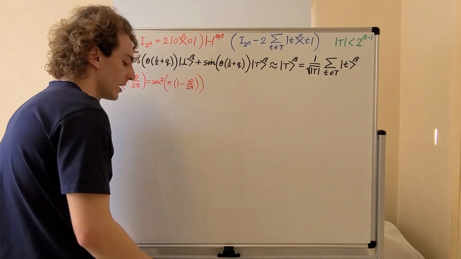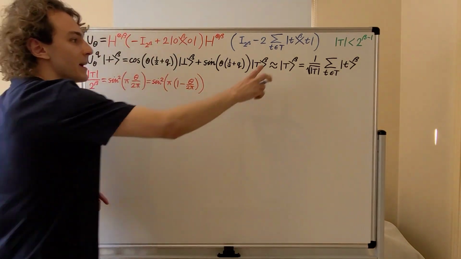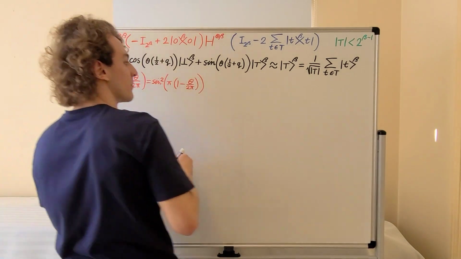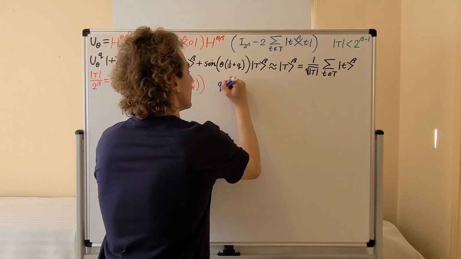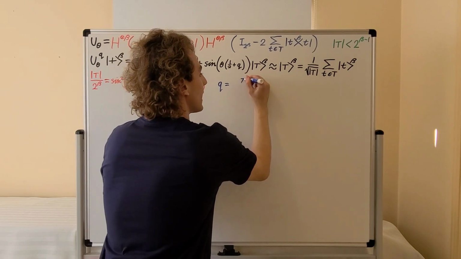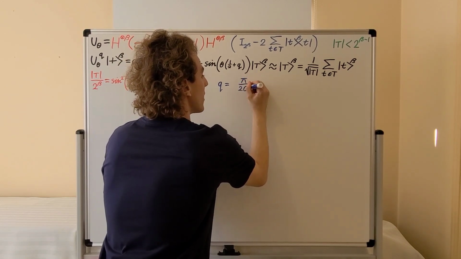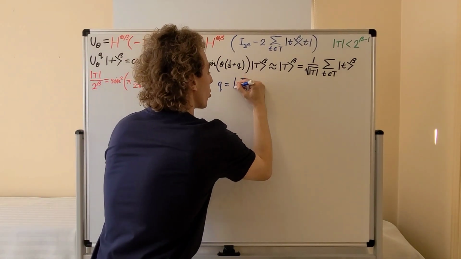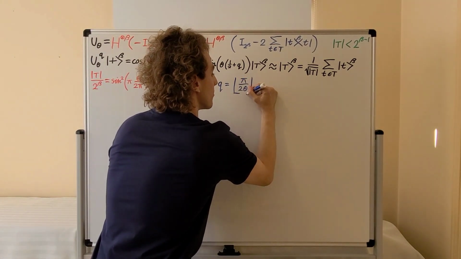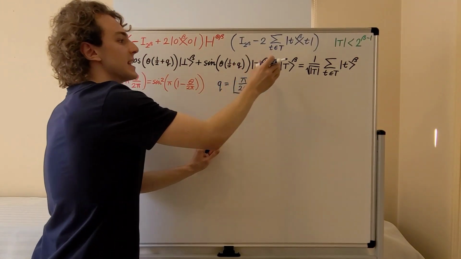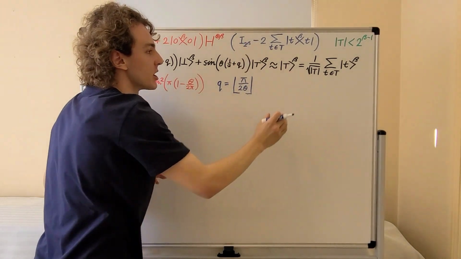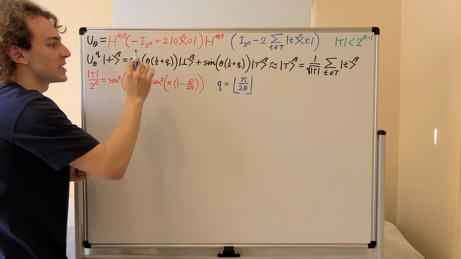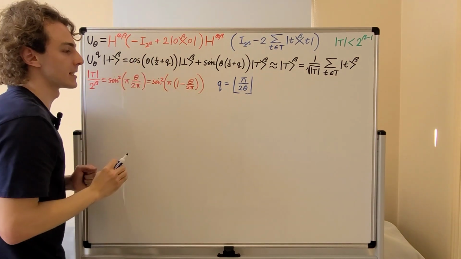So let's see a format for Q that's going to allow us to make this approximation and successfully implement amplitude amplification. So we need Q to be equal to pi over 2 theta. And because Q is an integer, we're going to take the floor of this value. So this value will guarantee that this approximation is a valid approximation, and we have a very large amplitude for these target states and a very small amplitude for the non-target states.